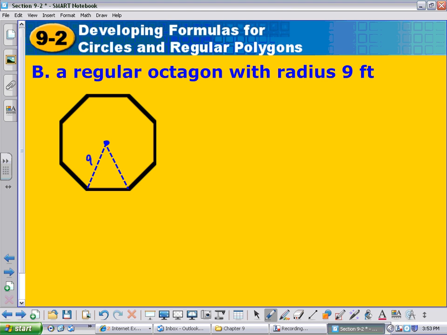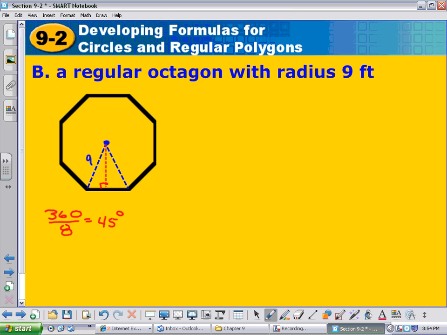Still the same idea. We want to use our area equals 1/2 the apothem times the perimeter, but we've got a little bit different given value here. But we're still going to go the same directions. We're going to draw in the apothem, the perpendicular, right there. And think of that central angle as we did before. This is 360 over n. This is an octagon, so that's an 8. So that comes out to be 45 degrees.